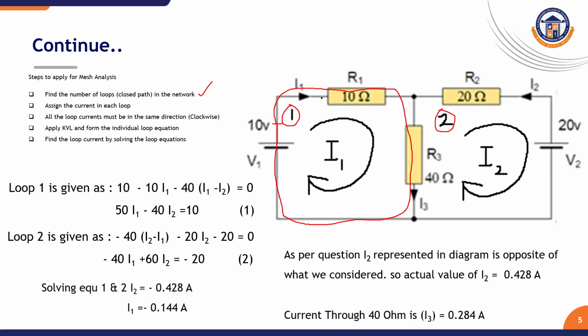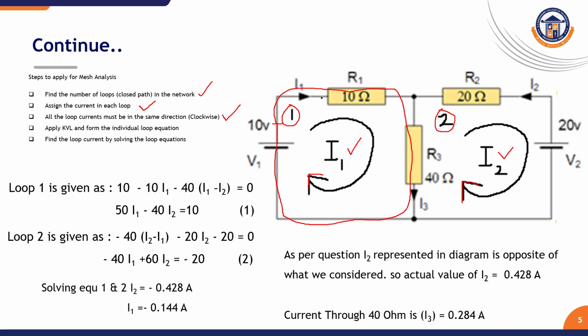After observing the number of loops present in the circuit, I'm going to assign the currents. For the first loop, I'm going to assign I1 as my current. For loop 2, I2 is my current, right? So the second point is to assign the current in each loop. After that, all the loop currents must be in the same direction. I'm going to take it as the clockwise direction, right? So clockwise direction. This is also okay. After that I'm going to apply the KVL.